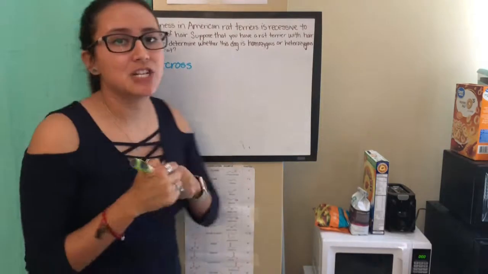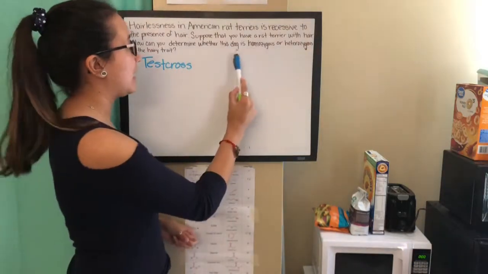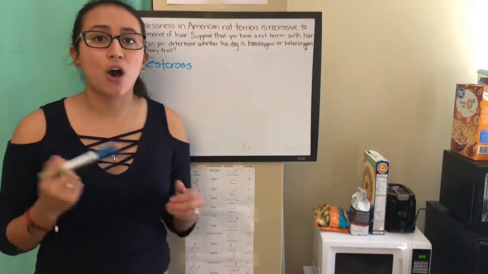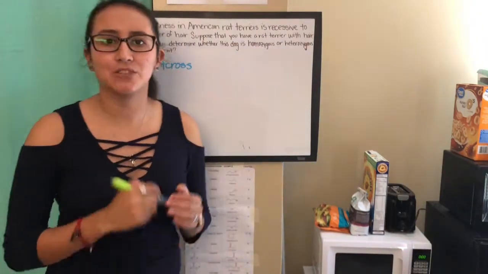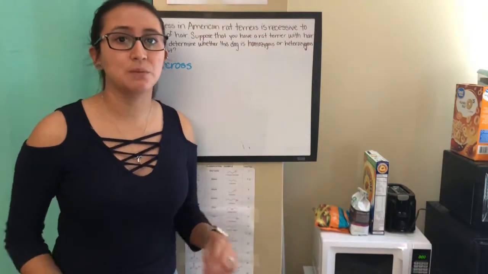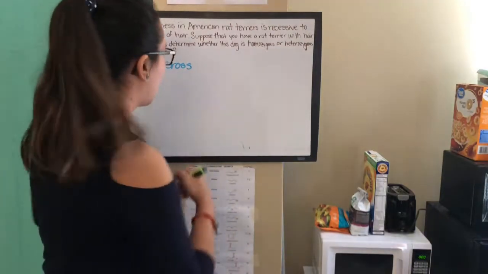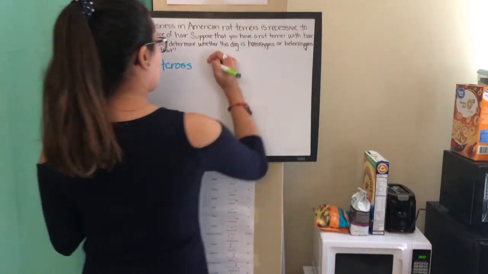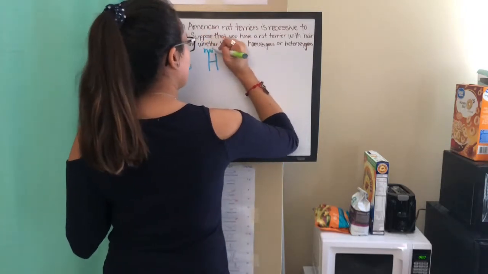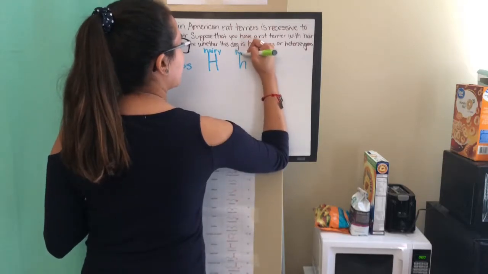And what a test cross essentially is, is a cross between the unknown genotype, which is what we have right here, because we don't know whether this dog is homozygous or heterozygous, and a homozygous recessive. And within this cross, all the unknown progeny will be expressed because of the homozygous recessive parent. So let's say that H is the hairy gene, and lowercase h is the hairless gene.